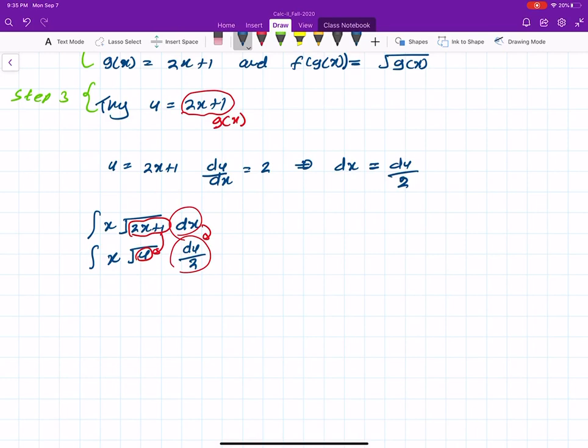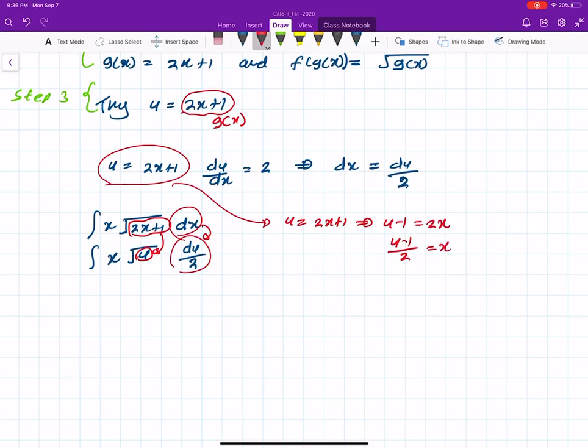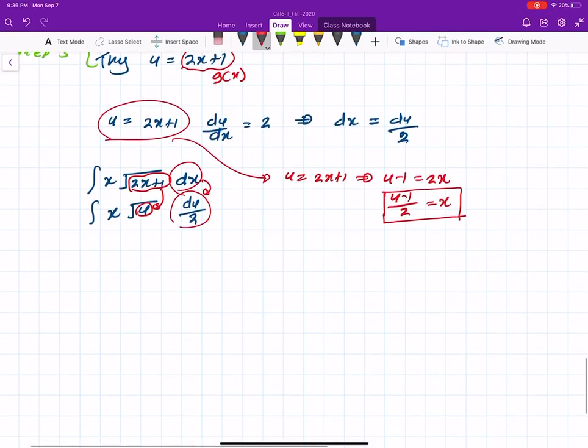And then let me do that right here. I know u equals 2x plus 1. Then I'm going to solve this for x. First, I just subtract 1 from both sides. So I get u minus 1 equals 2x, and divide both sides by 2. So I get my x to be u minus 1 over 2. For this, I could substitute that.